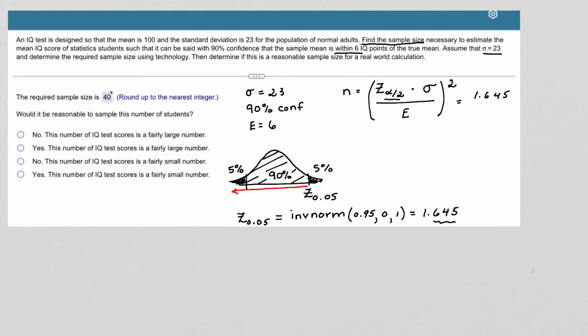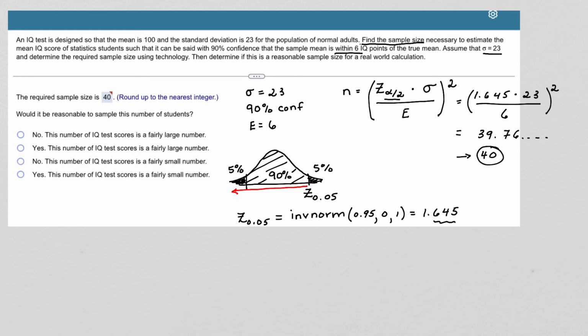So I have 1.645 times 23, divide by 6, and then square this. And when I do that in the calculator, I get 39.76 something. I really don't care what the decimal part is because we're always going to go up to the next integer when we're finding sample size, so we go up to 40.